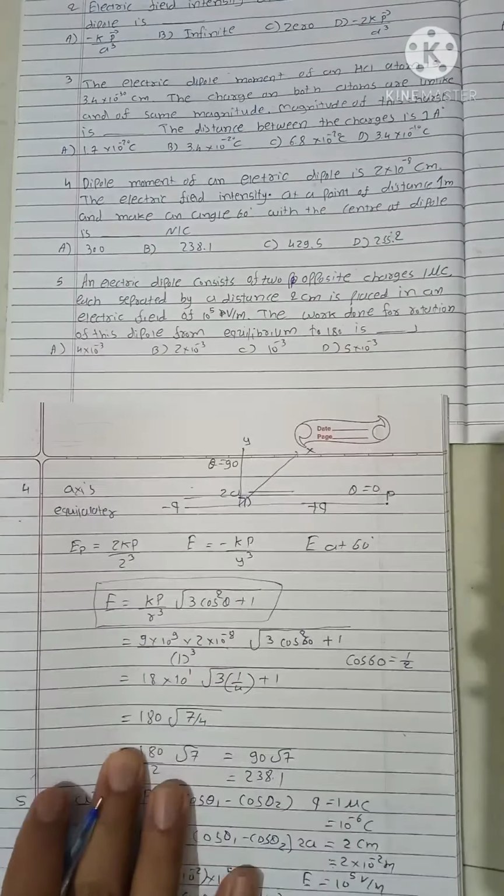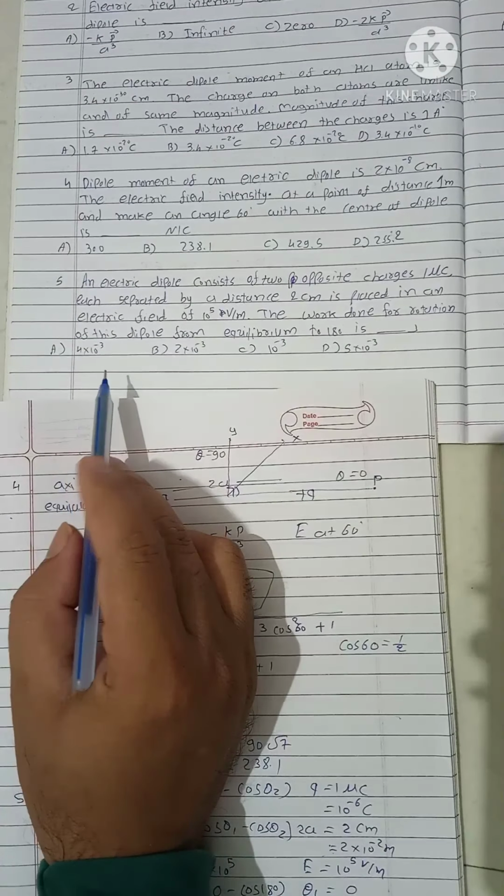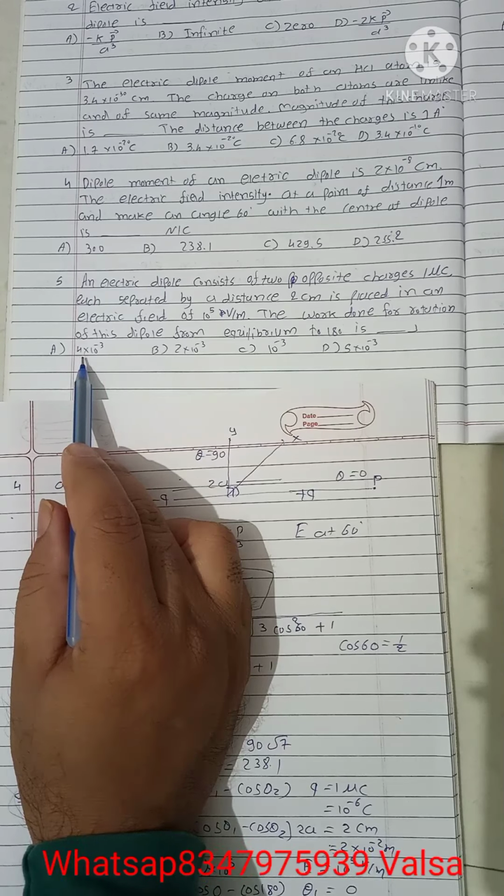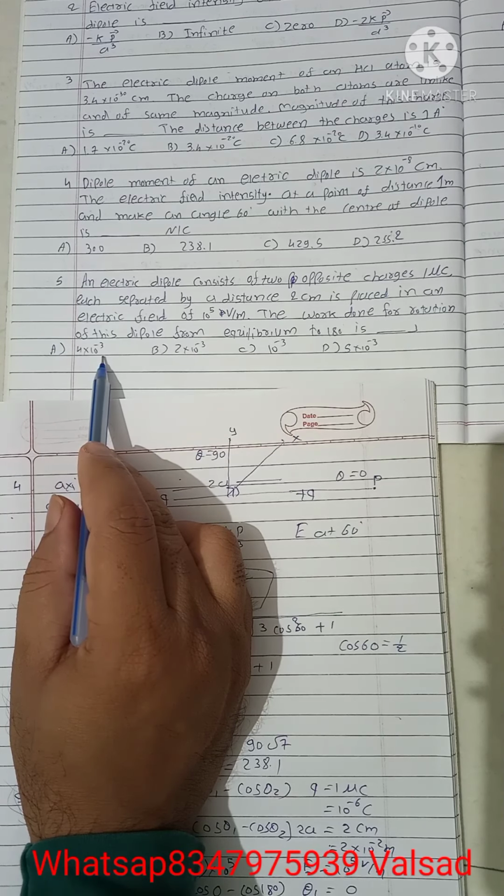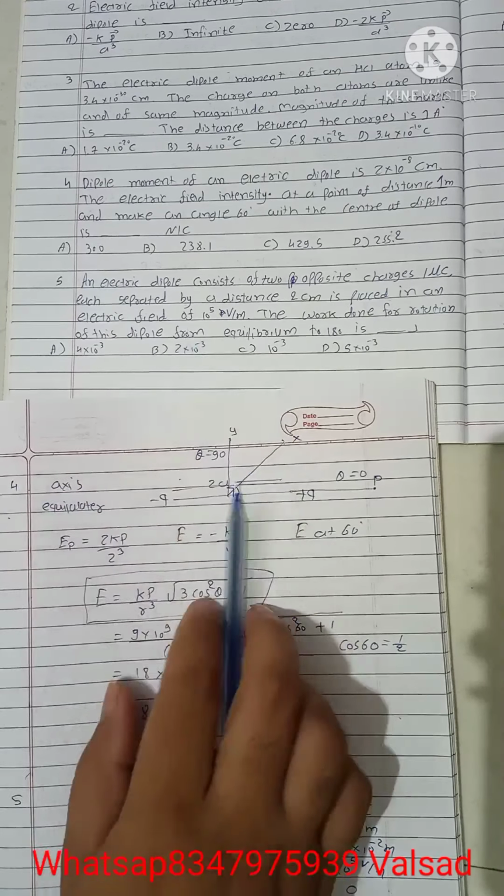Now see, in the options the first value, 4 into 10 raised to minus 3, is our answer.